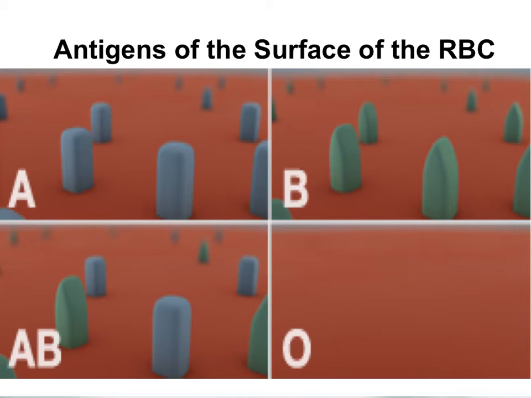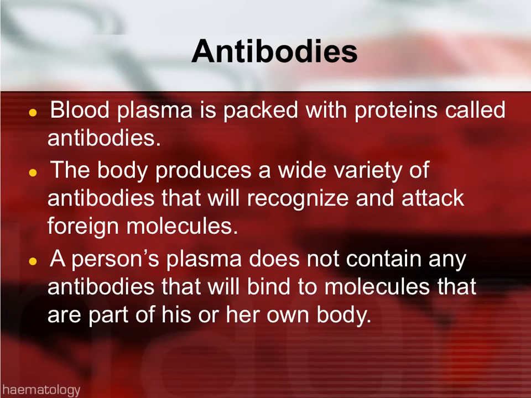Here's a little picture of that. So this red in the background is the cell membrane of the blood cells. And this is type A, and so they have these little blue antigens. It's just a representation of it. That might not be what it actually looks like. Type B has these little green antigens. Type AB has both the green and the blue, and O has nothing. So again, it's these proteins embedded in the cell membrane of the red blood cell.